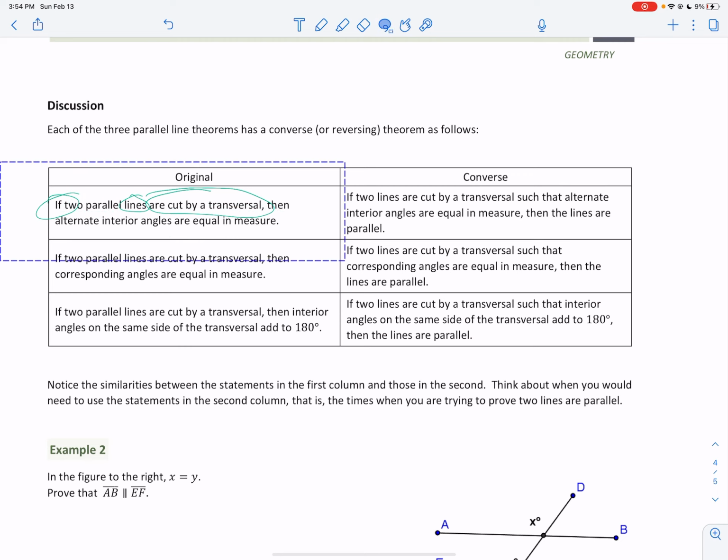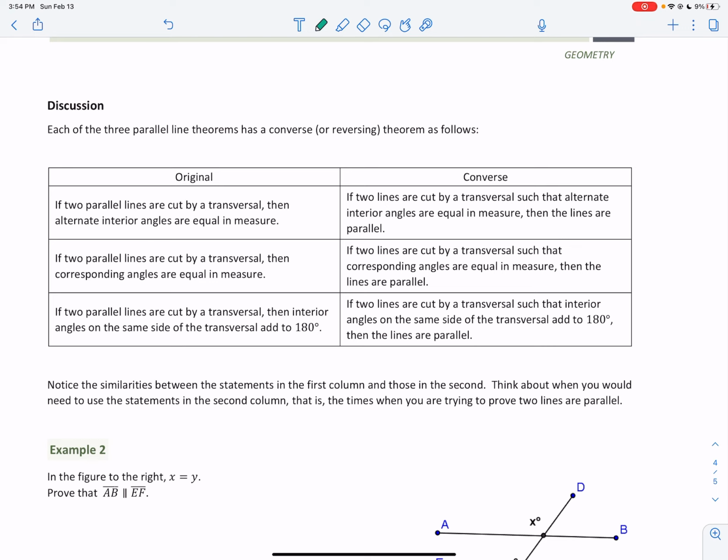So it's the reverse idea, where we're going one way if two parallel lines are cut by a transversal. So we're starting off with that. Then their alternate interior angles are equal in measure. And this one is saying we just have two lines that are cut by a transversal. We don't know anything about if they're parallel. So we can look at the alternate interior angles, and if those are equal in measure, then it's parallel.